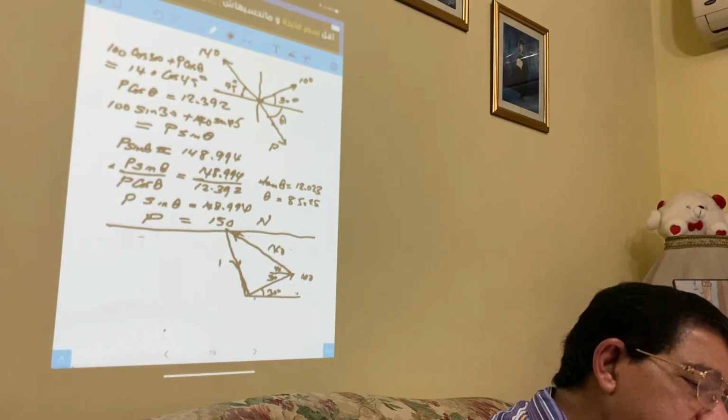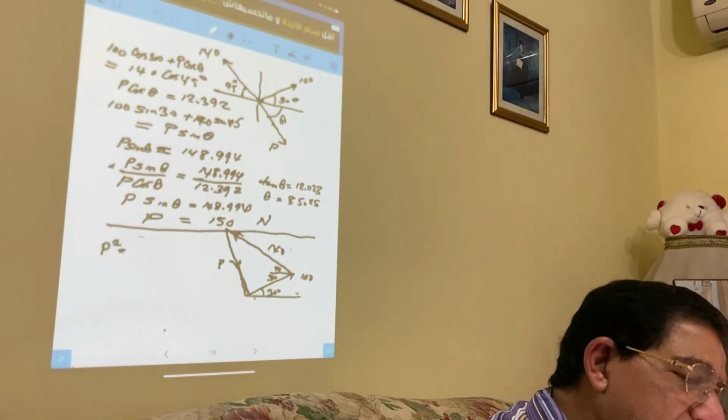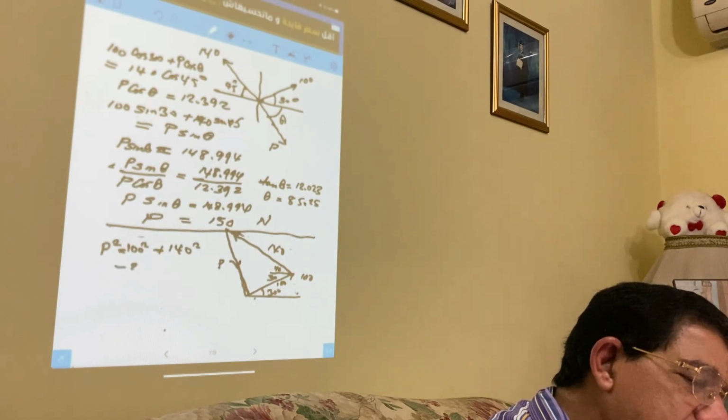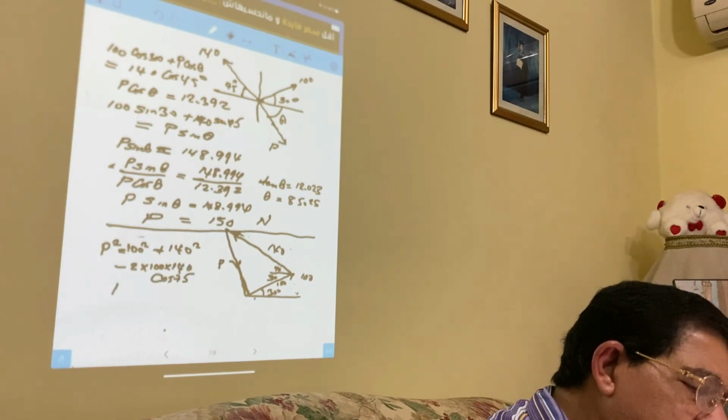This is P. So if we say P square equal 100 square plus 140 square minus twice 100 times 140 cosine 75. We will get the value of P. P will come out to be 150.